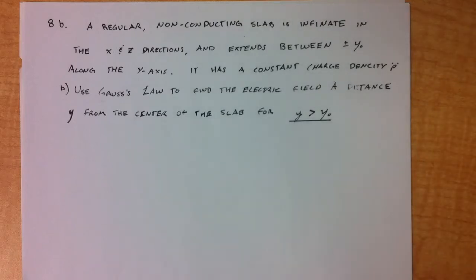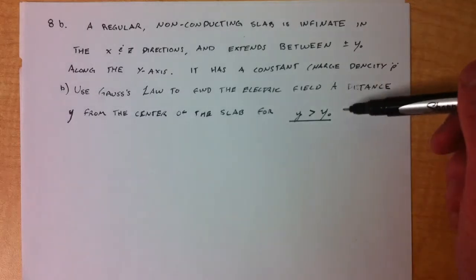It says a rectangular non-conducting slab is infinite in the x and z directions and extends between plus and minus y naught along the y-axis. It has a constant charge density of rho. And question B asks to use Gauss's law to find the electric field at a distance y from the center of the slab, where y is greater than y naught. So this part right here is the part we're focusing on.